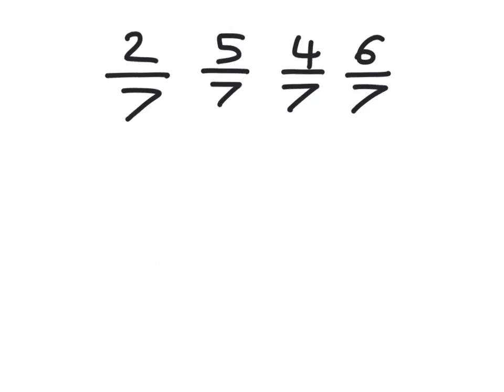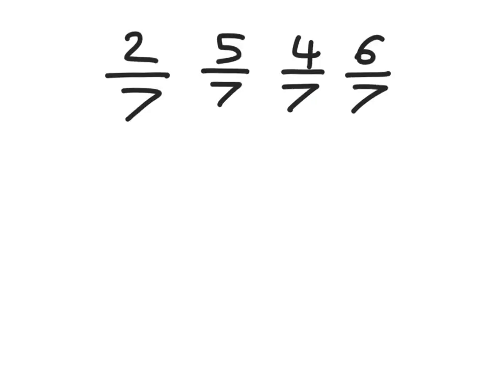So let's try this one, okay? Here you can see that we've got 2/7, 5/7, 4/7, and 6/7, and they're in the wrong order. So we're going to have to put them in the correct order. So, if you remember your steps to success, first of all, we have to look at the denominators, and we can see that all the denominators of these fractions are all 7. Okay? So the next thing that we have to look at is the numerators. So here we've got 2, 5, 4, and 6.